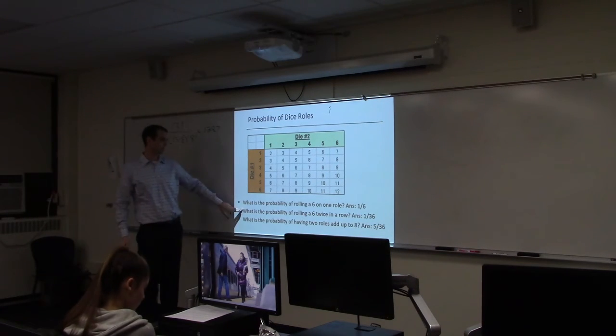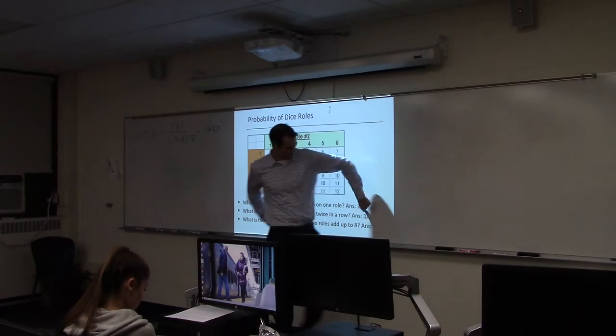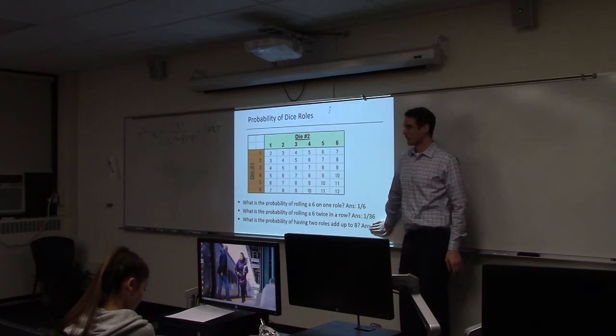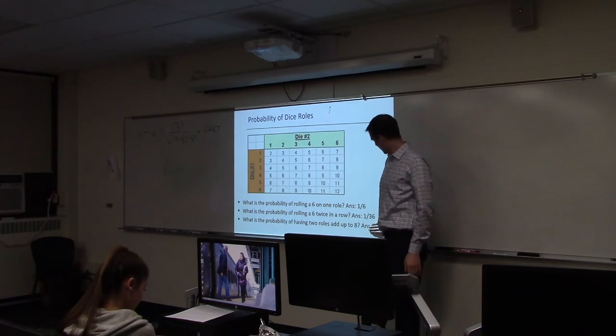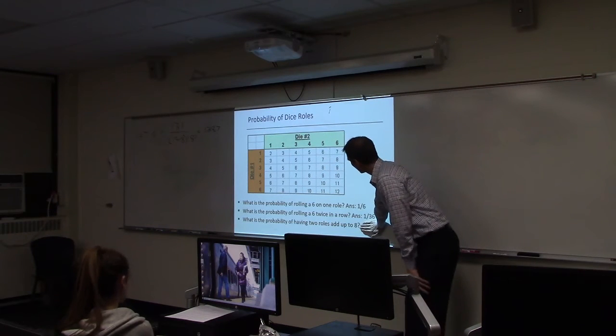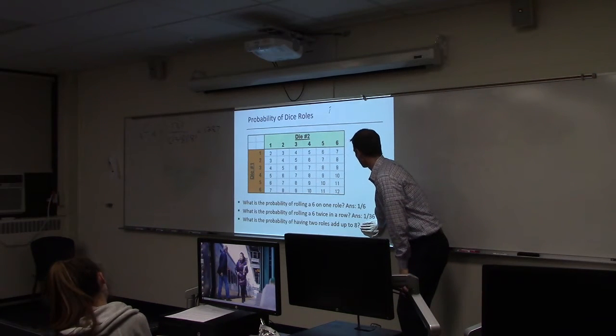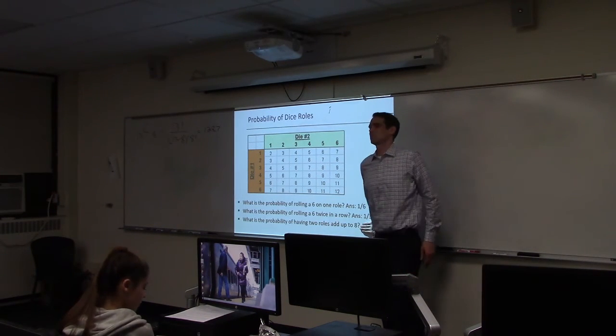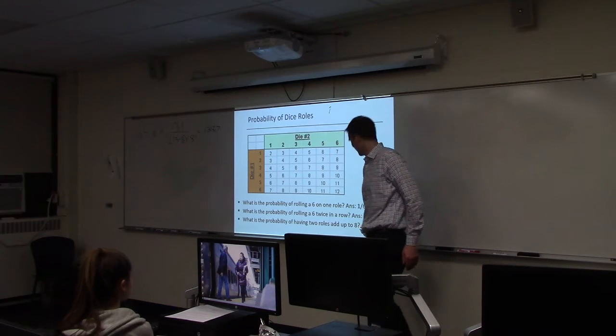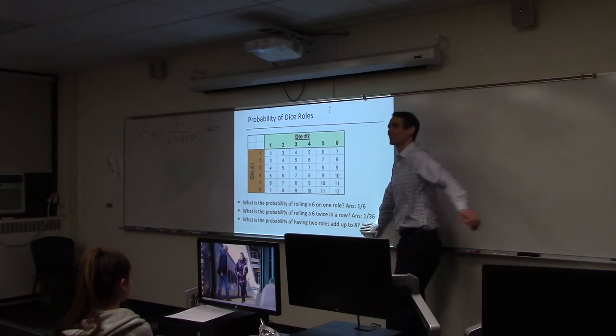All right, so the probability of rolling a 6 twice in a row, the answer is 1 out of 36. We're good with that? All right, let me cover up the answer here. What is the probability of having 2 rolls add up to 8? 5 out of 36. Can you see that? You have it on your slides.